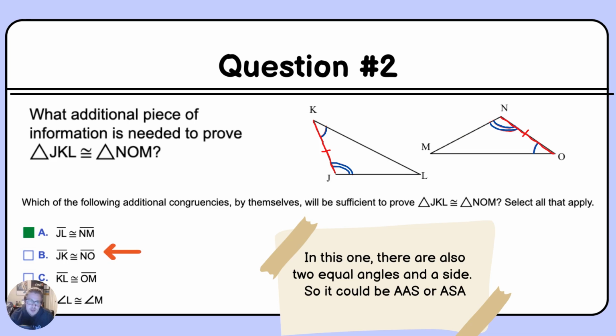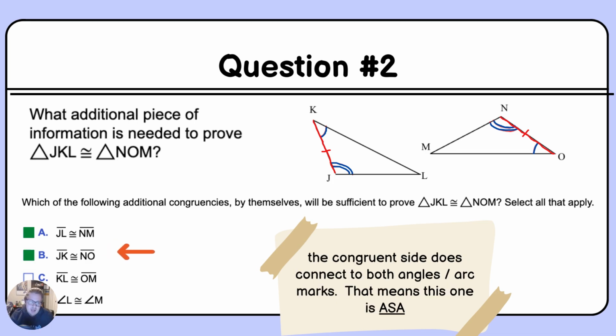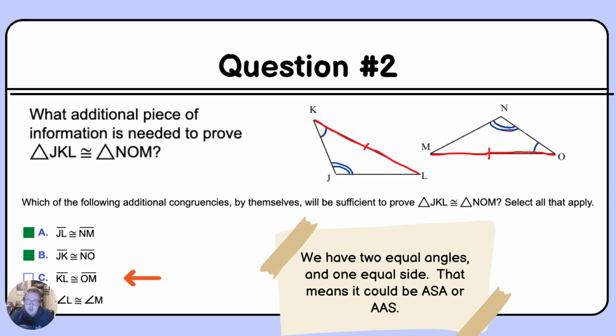Now, take a look at this one. If JK was equal to NO, I've highlighted all the sides and angles that you need. You can see that the highlighted side touches both of my angle marks, the single arc mark and the double arc mark. This is what we're looking for: angle, side, angle. All right, let's keep going.